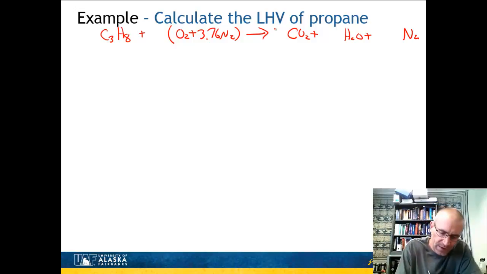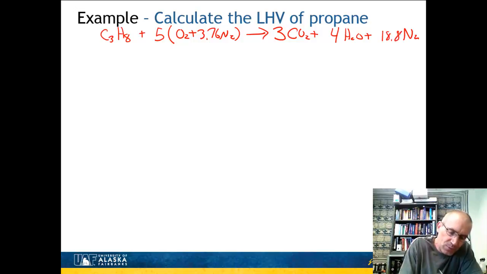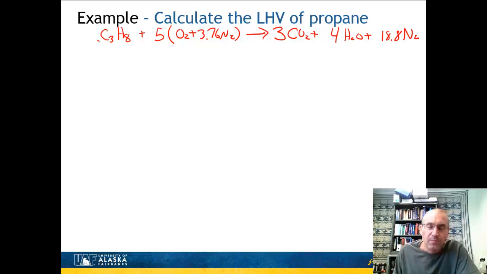I have 3 carbons on the left, which gives me 3 carbons on the right. I have 8 hydrogens on the left. That's going to give me 4 water molecules on the right. And now I can balance my oxygens. I have 3 O2s and I have 2 O2s. That gives me a 5 in front of that air. And 5 times 3.76 is about 18.8. So there's my balanced chemical equation with stoichiometric air.